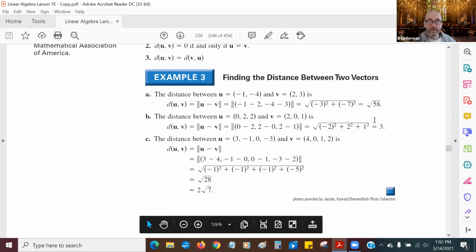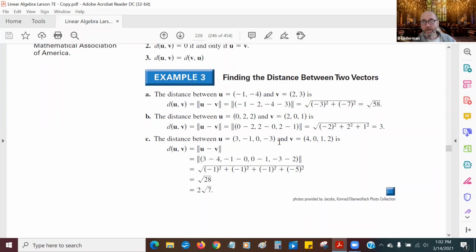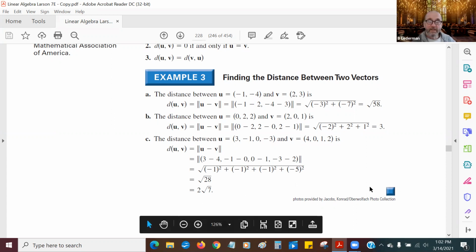So these three things come very, very straightforwardly. Let's just look at some vectors. Let's look at R4. So we want the distance between u and v in R4. So that's the magnitude of the vector u minus v. Now that vector is 3 minus 4, comma, negative 1 minus 0, comma, 0 minus 1, comma, negative 3 minus 2, coming from these numbers right up here, which is the square root of negative 1 squared plus negative 1 squared plus negative 1 squared plus negative 5 squared, which is 25, 26, 27, 28, which is the square root of 28, which, if you simplify, is 2 root 7. And that is the distance between two vectors. Works out very easy peasy.